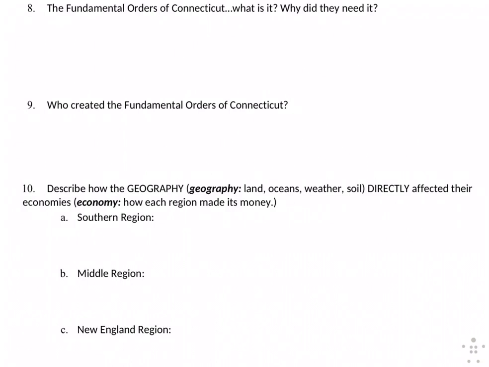Number nine, who created the Fundamental Orders of Connecticut? It was Thomas Hooker from Connecticut.